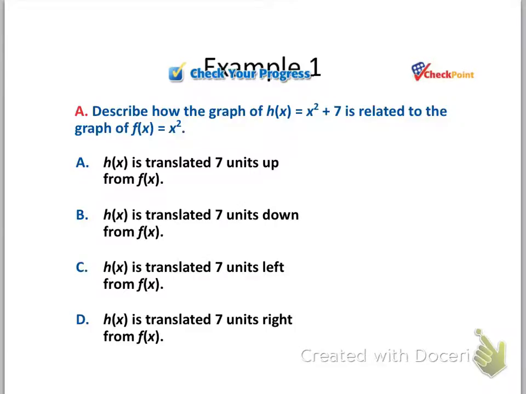Alright, so the rest of this video is going to be focused on just looking at some practice. It'll all be multiple choice like this, and you can pause the video as soon as you get to an example, try it yourself, and then check to see if you were right. So in this case, we're describing how the graph of h equals x squared plus 7 is related to x squared. So the only difference here is the plus 7. And so that's going to tell us that it is going to move the vertex up 7 units. So the answer is A.